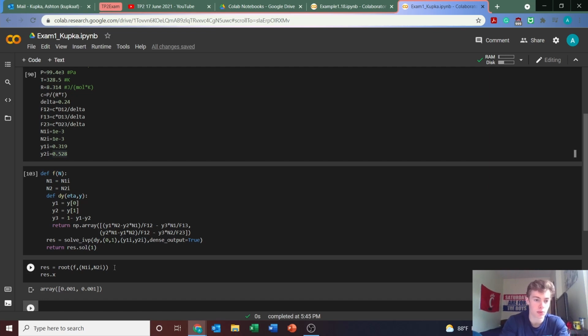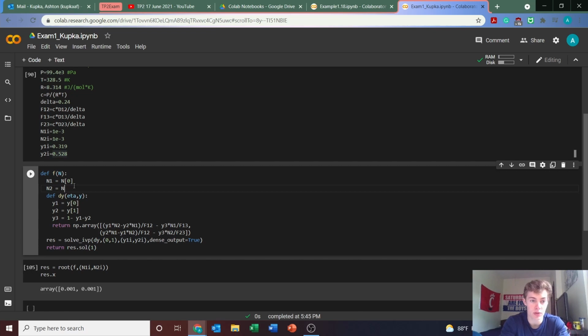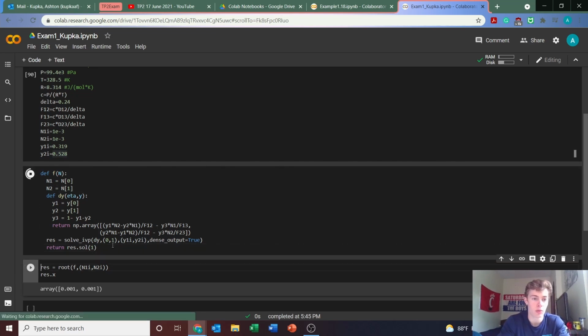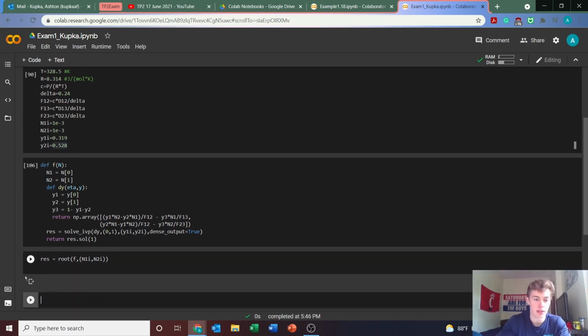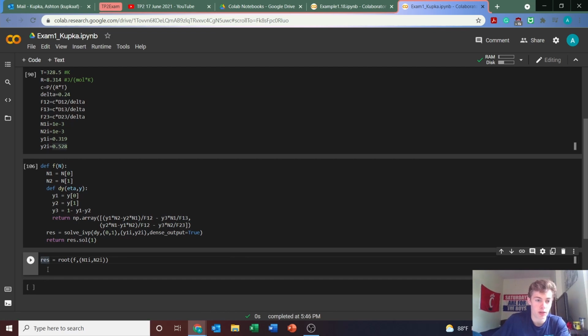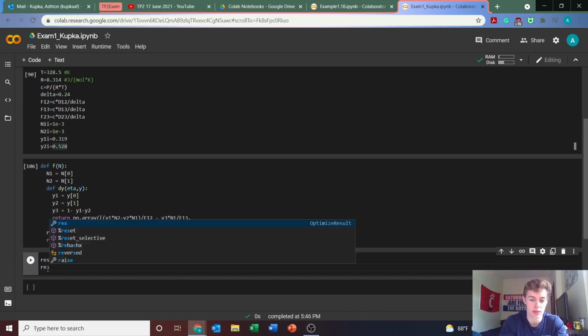Oh, whoops, this is wrong. I completely forgot I have to store these. We don't want those to be that anymore. We want them to actually store our roots. So we're going to store those new values in an array. We're going to store the molar flux for acetone at component 1, so our 0 point, and our molar flux for methanol at component 2, or our 1 point. So we're going to run that again. We're going to delete this. We're going to run this again. And we're going to find our root. So res.x.